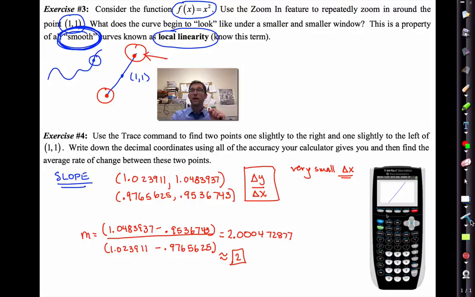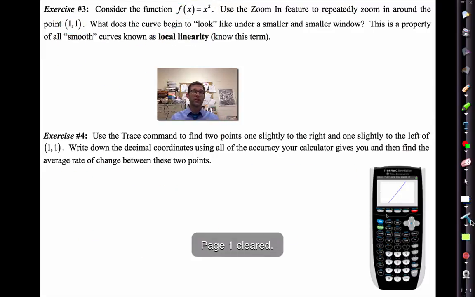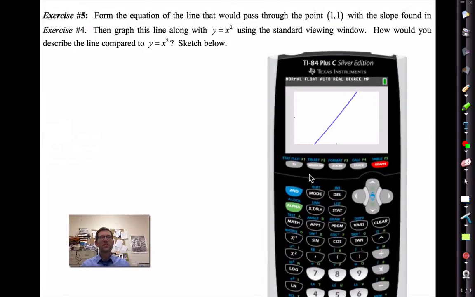All right. Now what you might not have a sense for is what we're even getting at. Don't worry. We'll get there. Let's take a look at 5. It says form the equation of the line that would pass through the point 1, 1 with the slope you found in exercise number 4. Then graph this line along with y equals x squared using the standard viewing window. How would you describe the line compared to y equals x squared? Sketch below. All right, well, let's not worry about the calculator for right now.